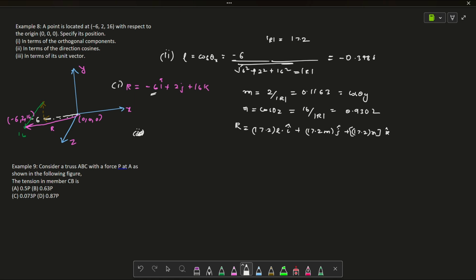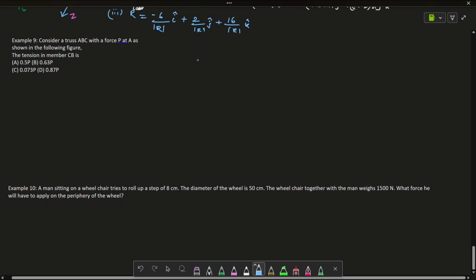So this is the direction cosine component, and for the unit vector component we will simply write r as minus 6 divided by magnitude of vector r i, plus 2 divided by magnitude of vector r j, plus 16 divided by magnitude of vector r k. This is the simple way we can write it. So again, this question is done, and we will move to question number 9.